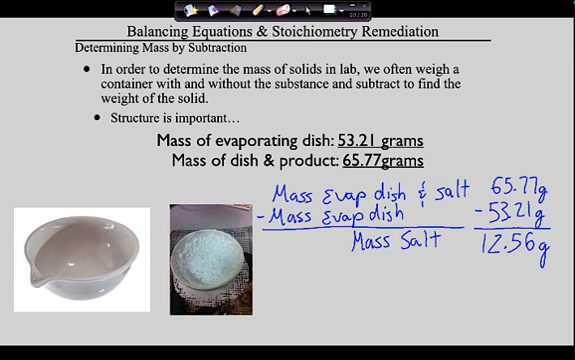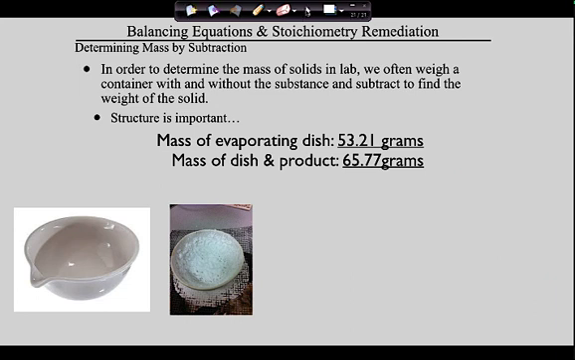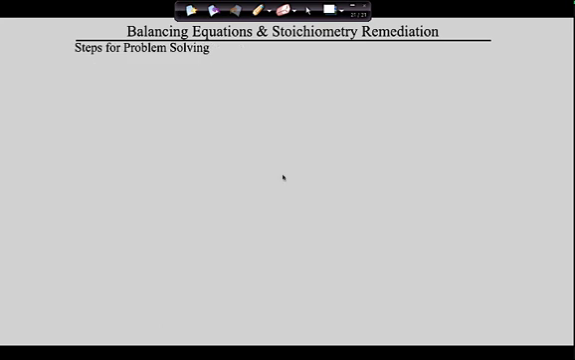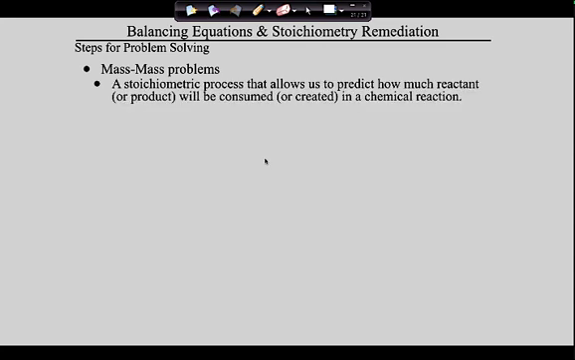Okay, so now we're ready to get into some of the more complicated math, perhaps, that this unit entailed. And so we're ready to start talking about what are called mass-mass problems. Mass-mass problems are problems that rely on what's called a stoichiometric ratio. Stoichiometric ratios are simply the coefficients from balanced equations. But what a mass-mass problem allows us to do is predict how much reactant or product will be consumed or created in a chemical reaction.